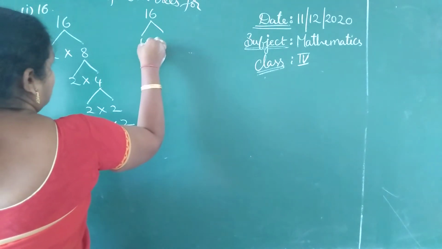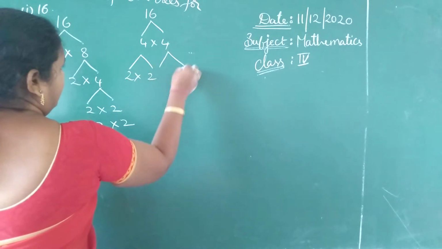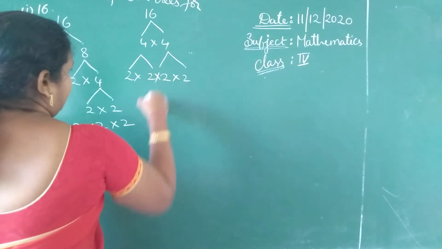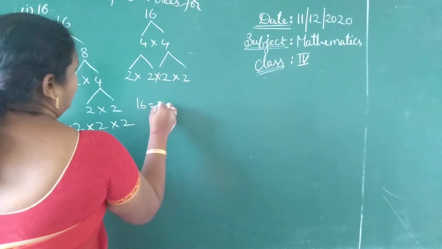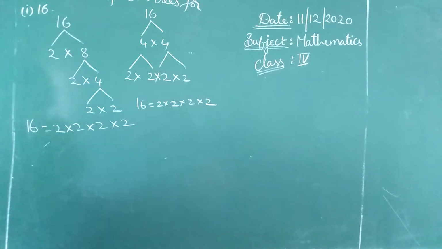The second way of the 16 factor tree: 4 4s are 16. 4 can be written as 2 into 2, and 4 can be written as 2 into 2. Simply you can write 16 as 2 into 2 into 2 into 2. These are the two ways to draw the factor tree of 16.